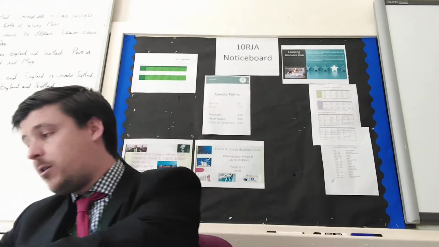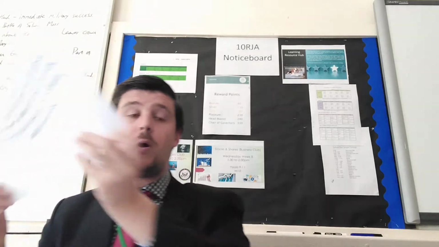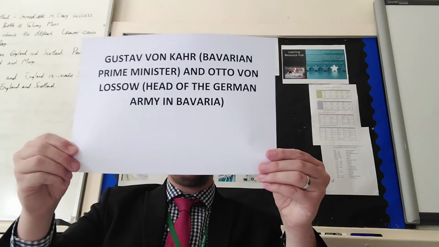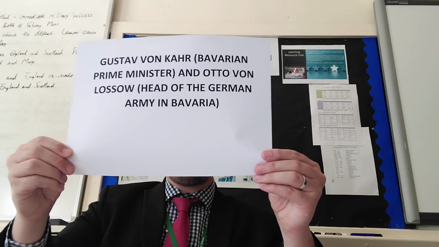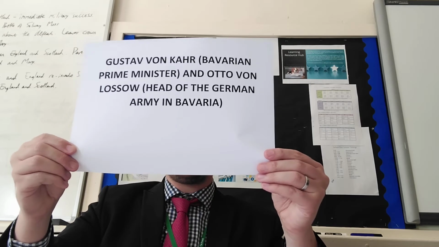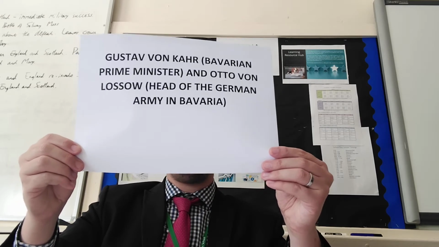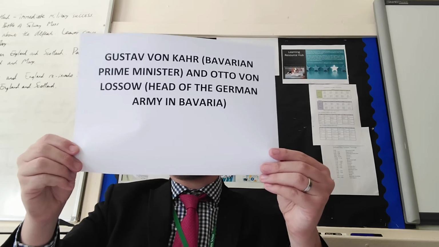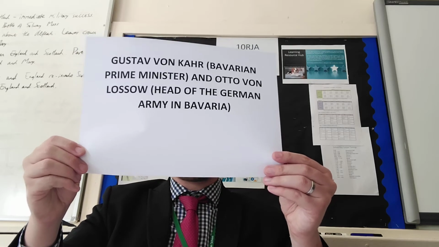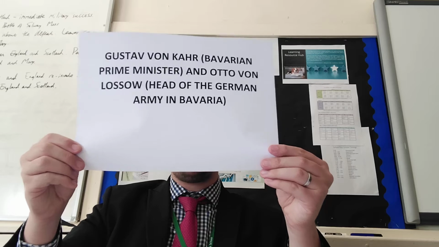And speaking of the Bavarian government, some key people that you should know about. There was Gustav von Kahr, who was the Bavarian Prime Minister. Remember that in Germany, each of the states had their own Prime Minister. And Otto von Lossow, head of the German army in Bavaria. So they were both in this beer hall.